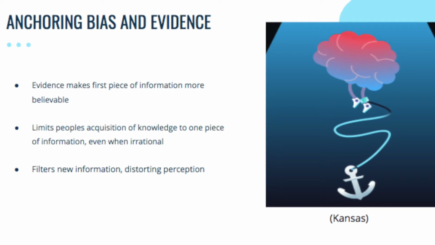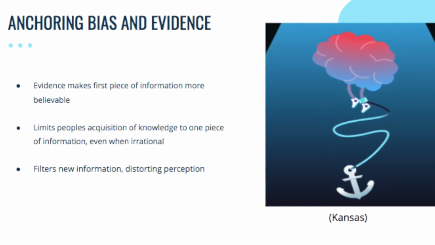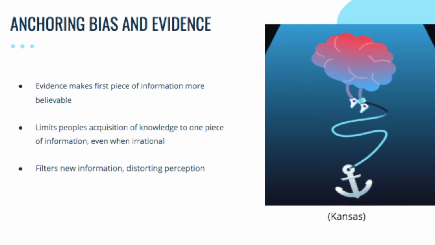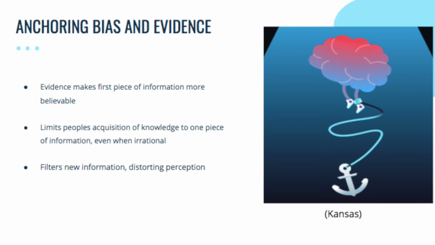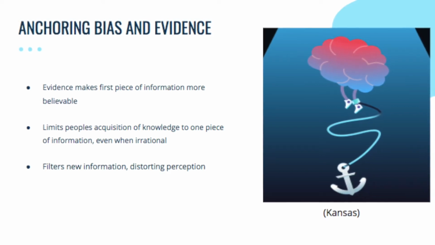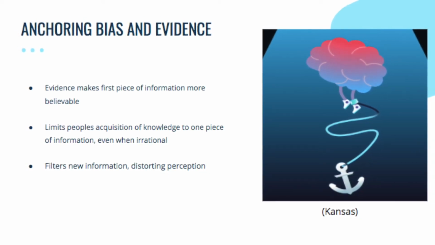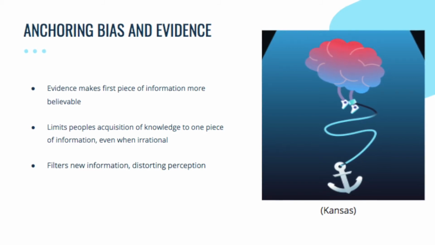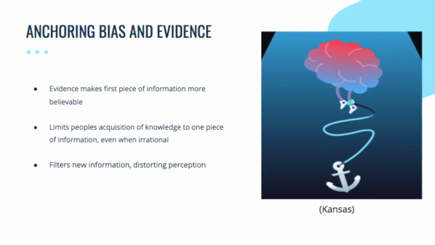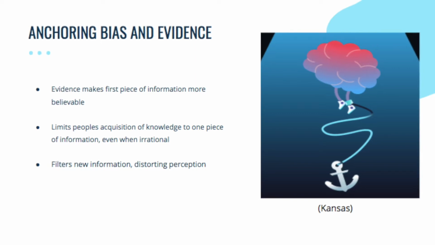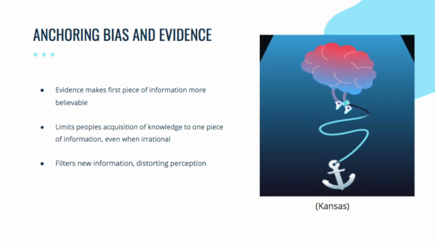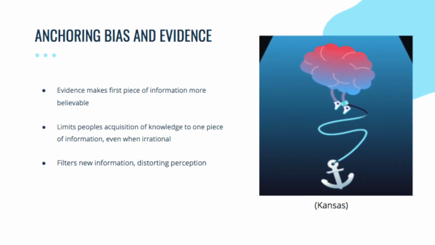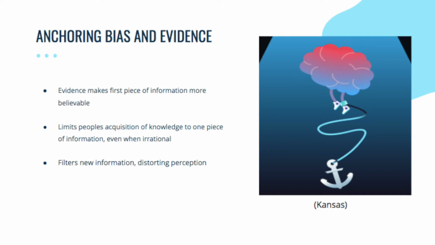As evidence is provided, people can develop an anchoring bias, since it makes them believe the first piece of information that is presented to them. It makes the first piece of information much more believable. This evidence might result in a limitation in people's acquisition of knowledge to one source and one piece of information, even though that information is irrational. And as said before, it can provoke a filter of new information and distort people's perception.